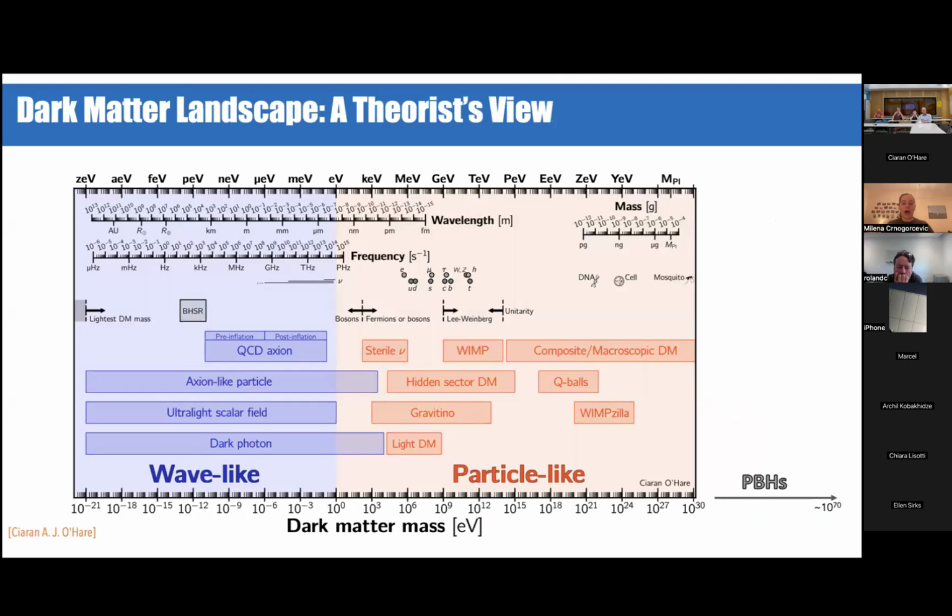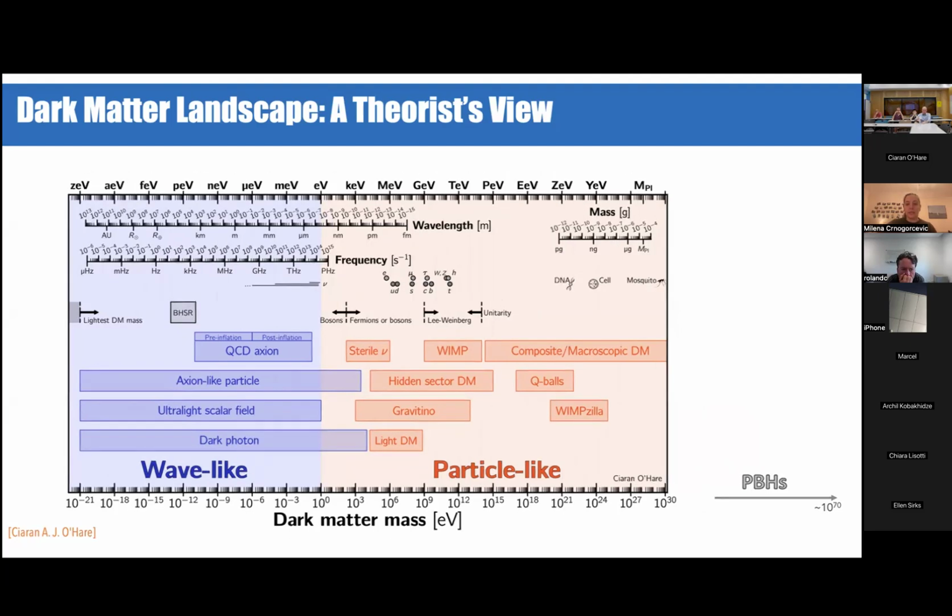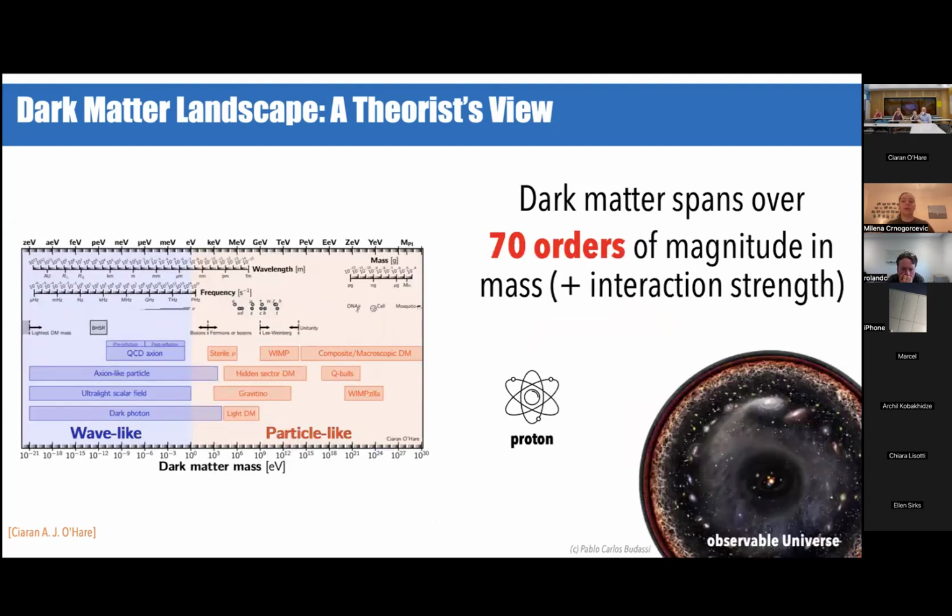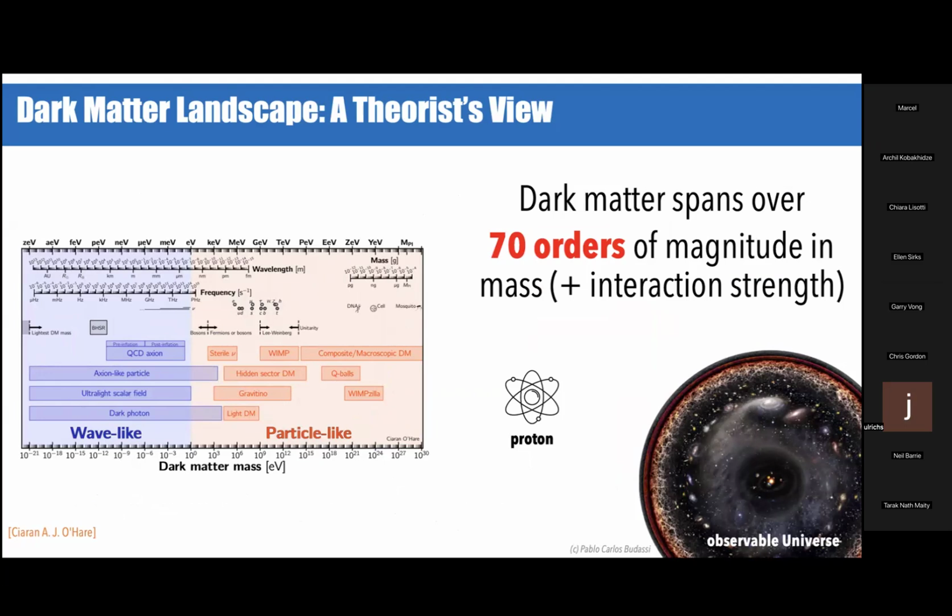To start off, I want to tell this story through 3 points of view. First off, we have a theorist's point of view. And I don't want to be presumptuous to tell this room what theory of dark matter is, except to say that we have a very wide range of the properties that the theoretical dark matter models can follow. In particular, I want to emphasize that the dark matter can span over 70 orders of magnitude in mass, and just as many orders of magnitude of interaction strength.